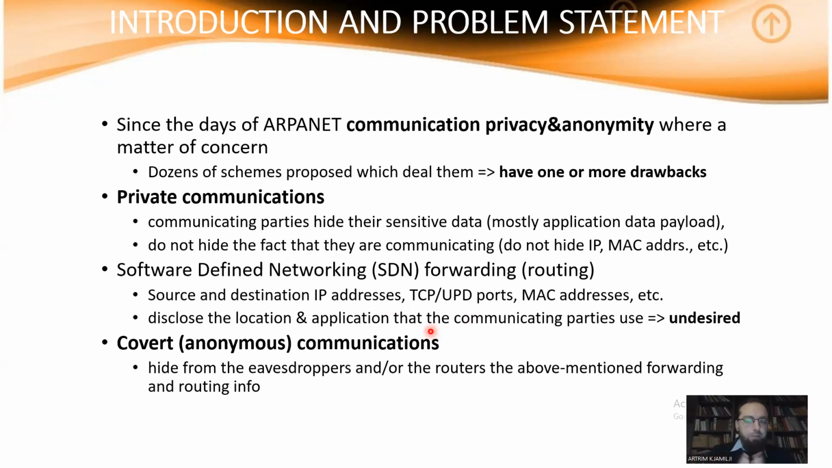However, if you disclose the IP address of a certain host, you know its geographical location roughly. If you know the UDP port that it's using, you know the application on that host. And if you disclose the MAC address of a certain host, you know exactly which host we're talking about in the local area network. Thus, disclosing such information is undesired in the modern-day world. That's why we need covert or anonymous communications, where all of those fields, basically the headers, are hidden from the outside world.